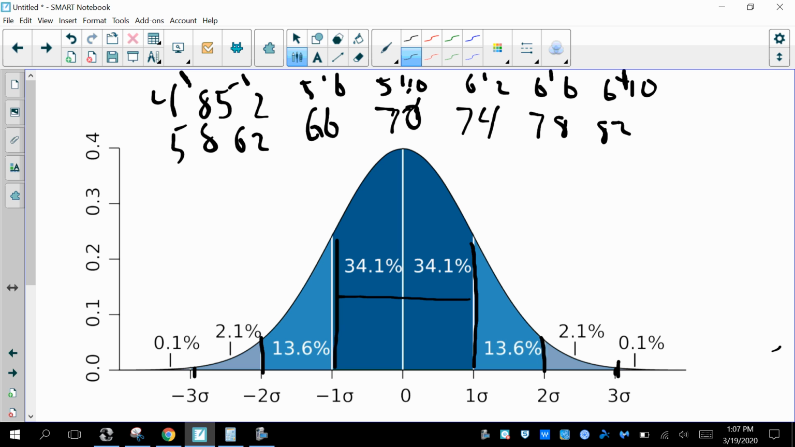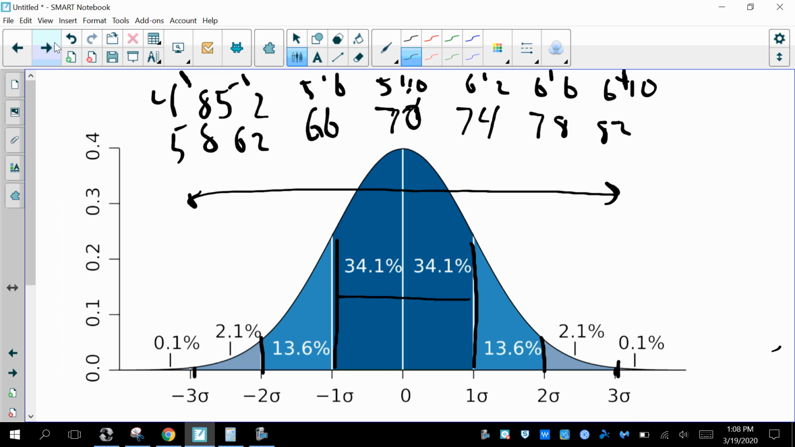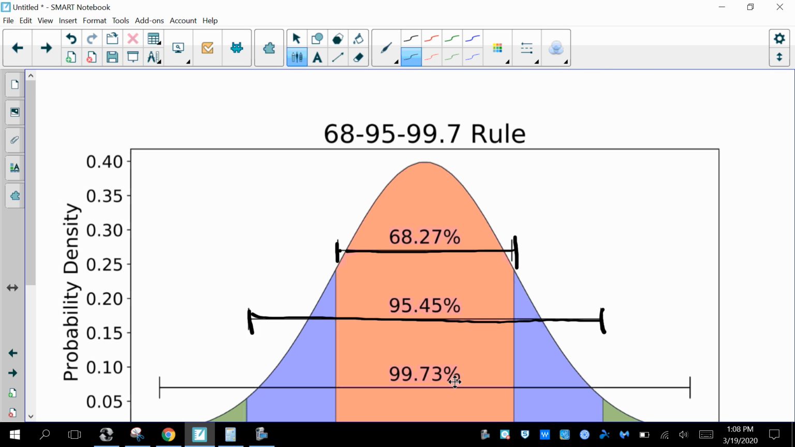Okay. So inside this range between 4'8" and 6'10", so again, that is 3 standard deviations down and 3 standard deviations up. That is an overwhelming majority of people. That is 99.73% of your people. That's just about everybody. Anybody outside this represents the other about 0.25%, right?